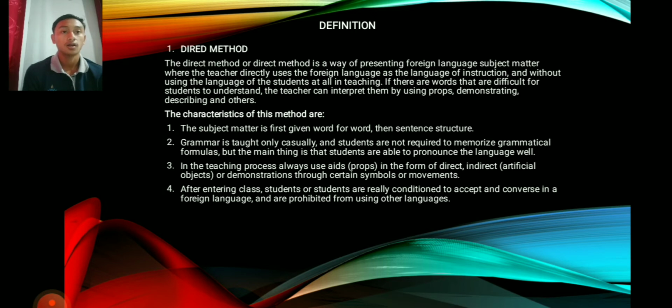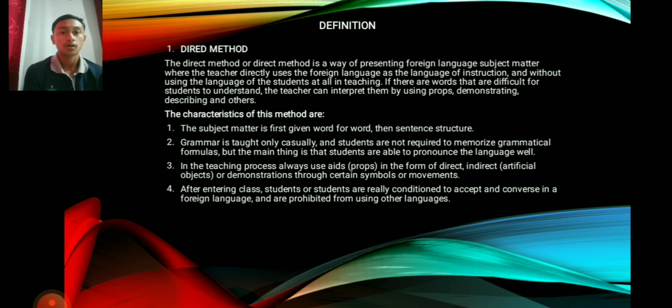If there are words that are difficult for students to understand, the teacher can interpret them by using props, demonstrating, describing, and ordering. The characteristics of this method are: number one, the subject matter is first given word for word, the syntax structure.